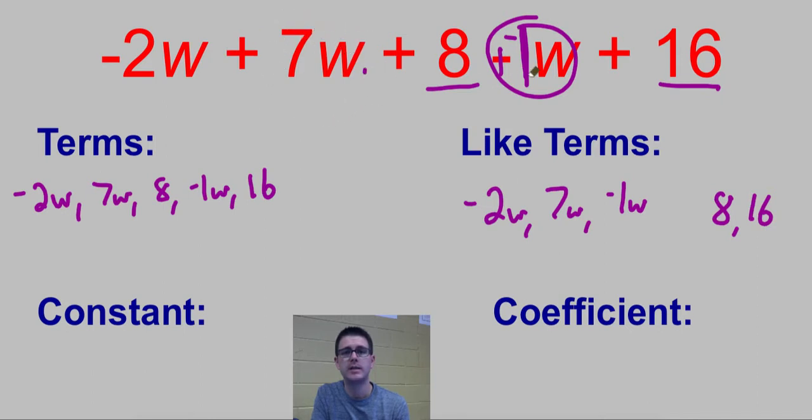Now for my constants and my coefficients. Okay? Remember, constants are constantly boring. They're just plain old boring old numbers. So that would be my 8 and my 16.